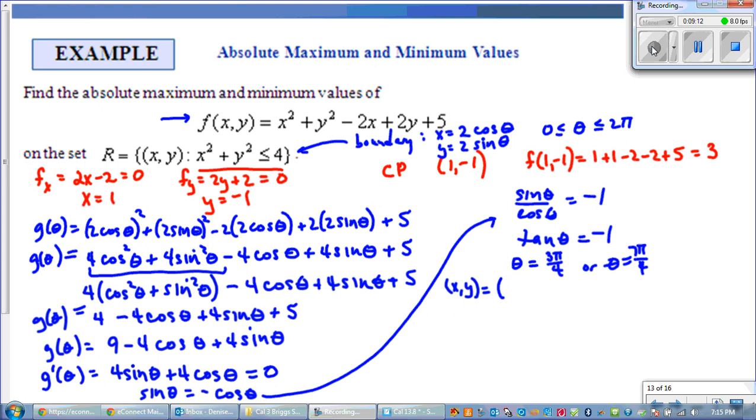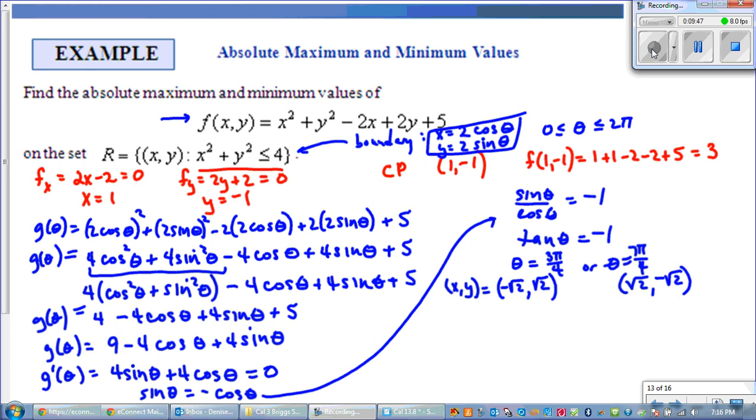I'll put 3 pi over 4 in for theta into the parametric equations here. So cosine of 3 pi over 4 will be negative the square root of 2 over 2, so that'll be negative the square root of 2. And then sine of 3 pi over 4 is positive square root of 2 over 2, so that'll be square root of 2. And then when theta is 7 pi over 4, cosine will be positive, so it'll be the square root of 2, and sine will be negative, so that's negative square root of 2.